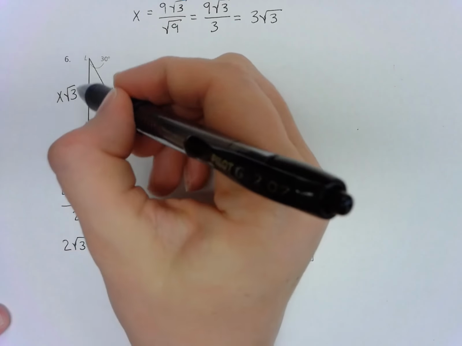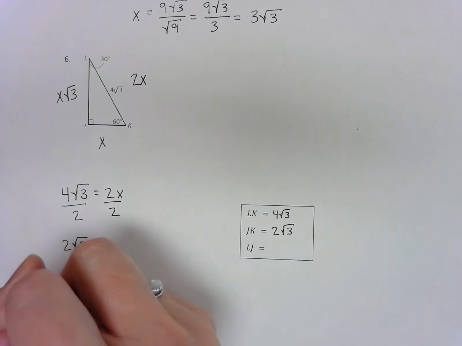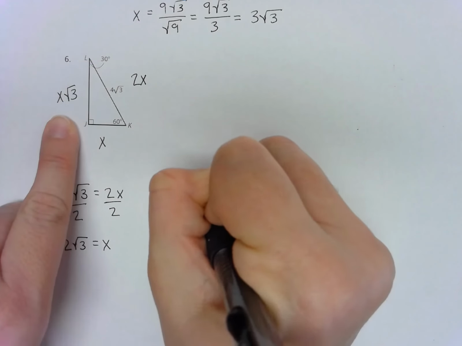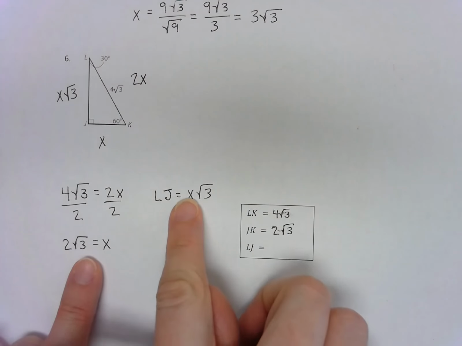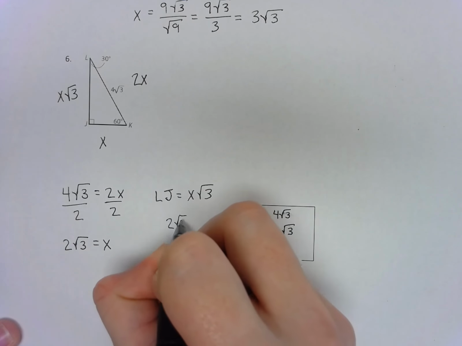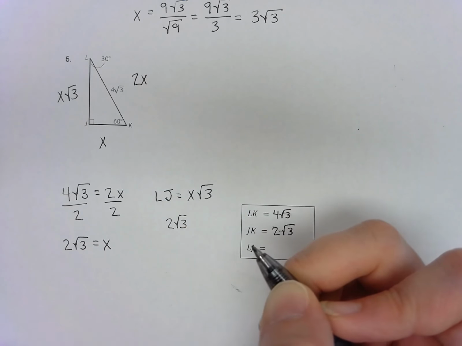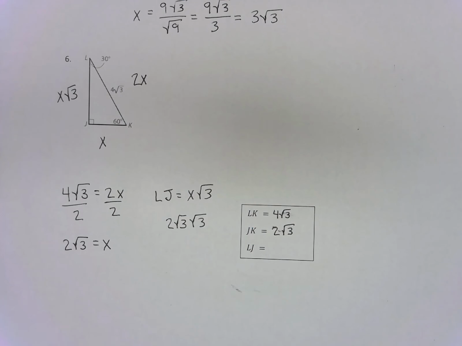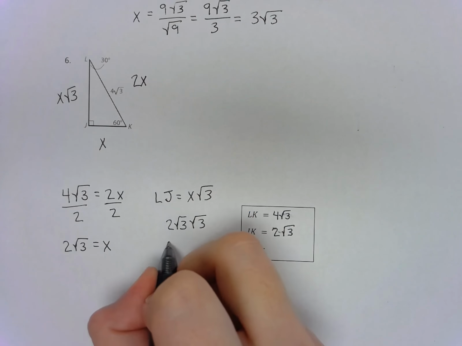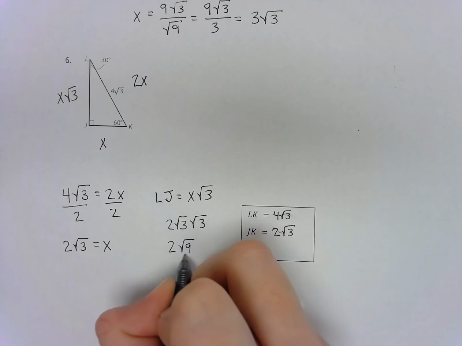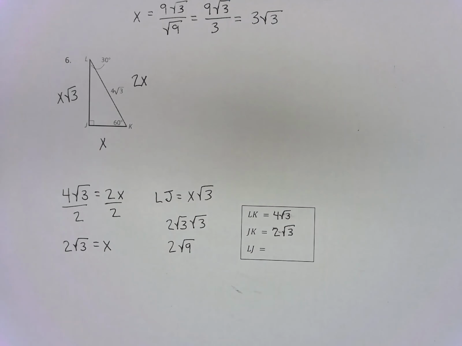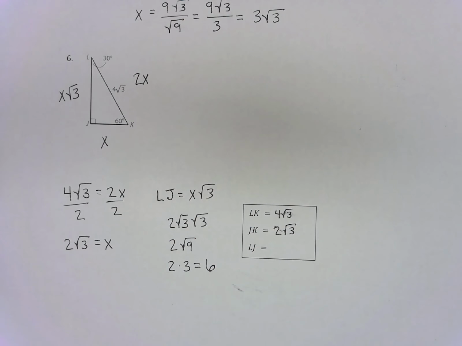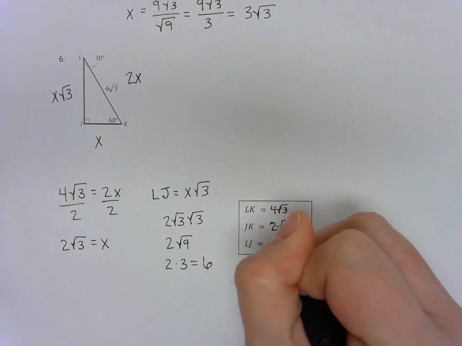So finally, we need to find LJ. LJ is x, the square root of 3. Well, we just solved for x, so let's plug that in. 2, the square root of 3. That was our x, and plug that in here. So we're going to take 2, the square root of 3, and multiply it by the square root of 3. So 3 times 3 is 9. Again, hopefully you recognize that as a perfect square. 9 is a perfect square. So 2 times 3 gives us 6. So the length of LJ is 6.